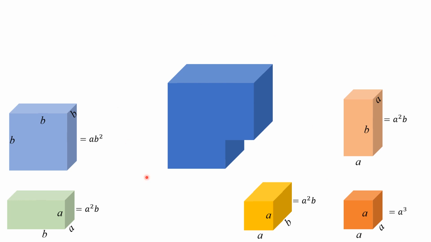Now again go to this one. You see the smaller rectangular parallelepiped again here.